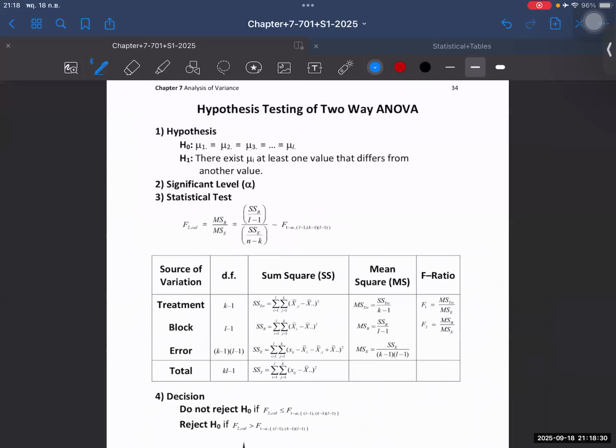But another course is a special course, so you can go to the deep detail about when you want to test. It's the same idea as when you want to test the treatment, but this time this is a test of the block.